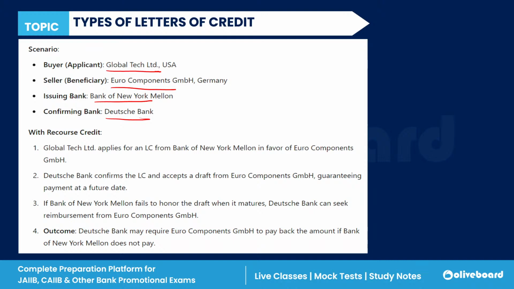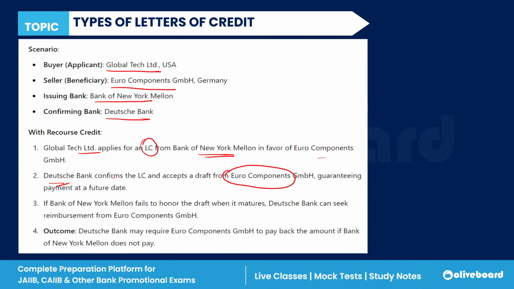For example, Global Tech Limited, the buyer, applies for a letter of credit from the Bank of New York in favor of Euro Component. Simple. Now, Deutsche Bank confirms the letter of credit and accepts a draft from Euro Component. So here there is a confirming bank also. Deutsche Bank confirms the letter of credit and accepts the draft from the seller, guaranteeing payment at a future date. So they say that if everything is executed, then I will be responsible for the payment, right?